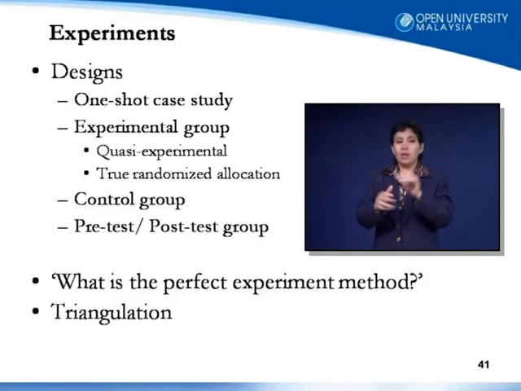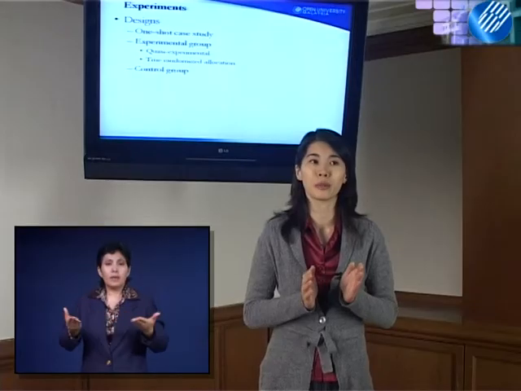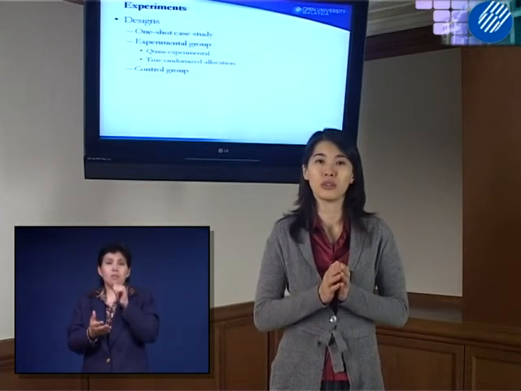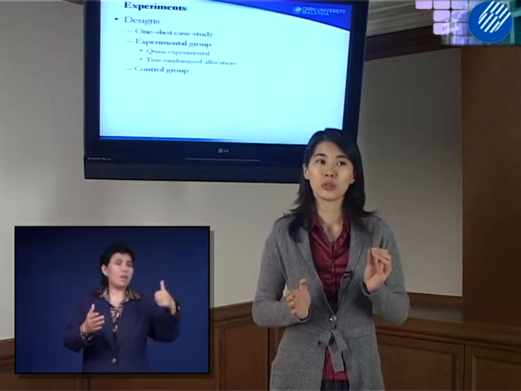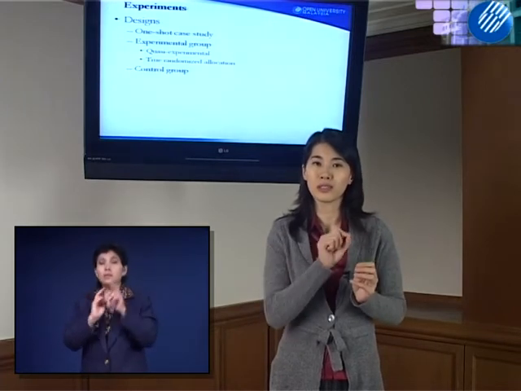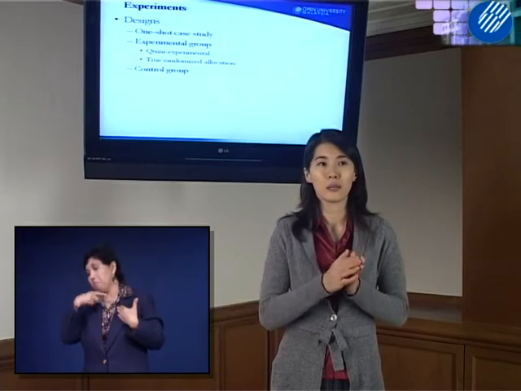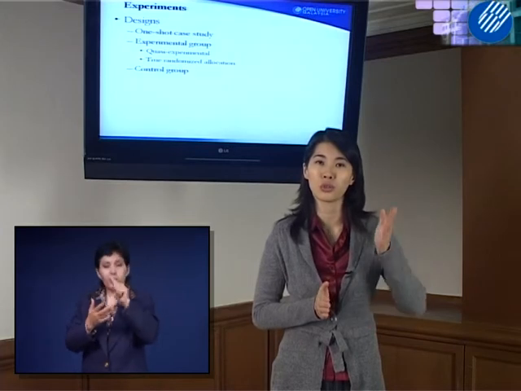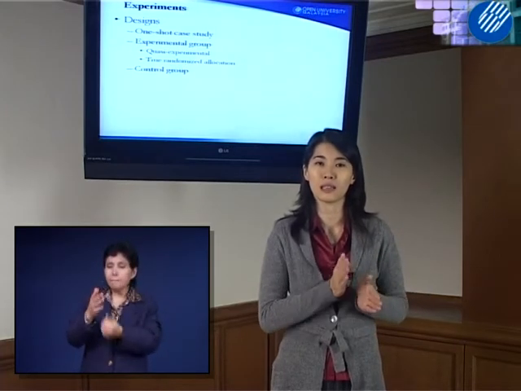Next one is the experimental group, which is the quasi-experimental and the true randomized allocation. This one we have talked about just now. And the control group. When you have a control group, it means that you do not put the control group into anything at all. The control group might just see a neutral movie, which is neither happy nor sad, or they might have an outcome. It's good for you to put in a control group in order to see what your baseline is.